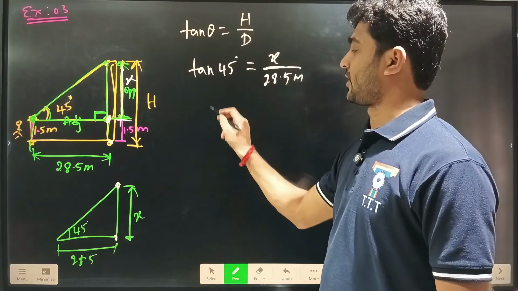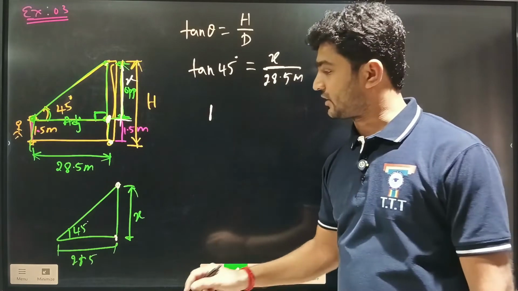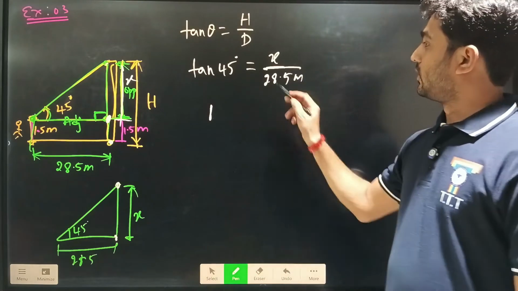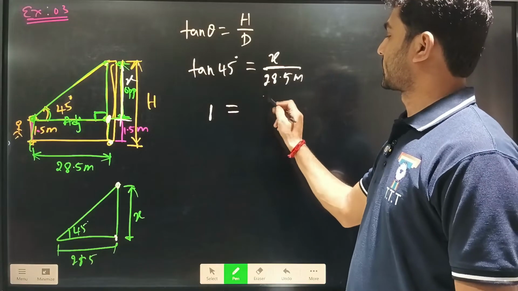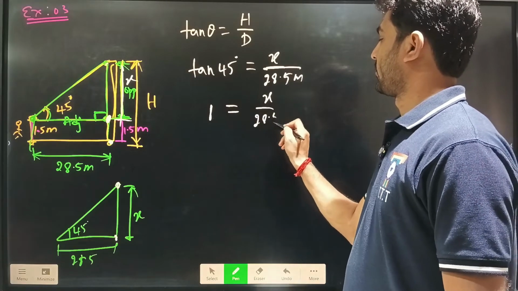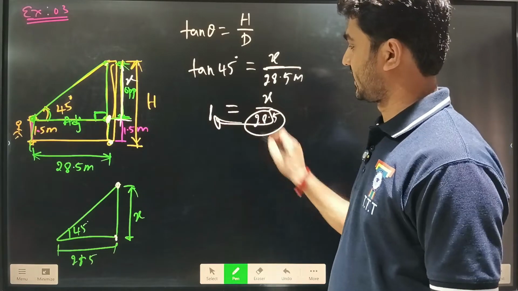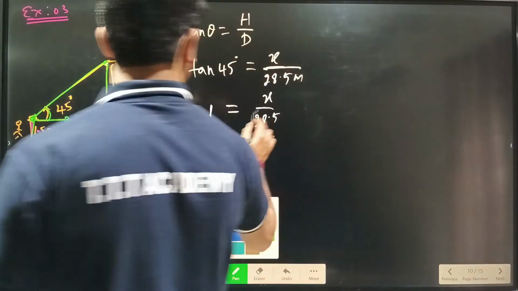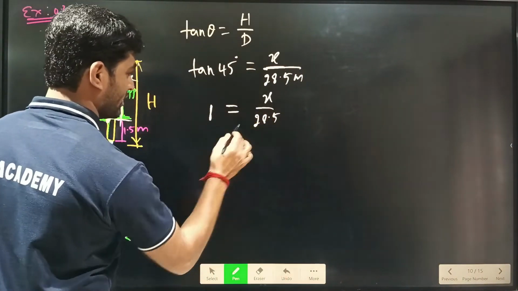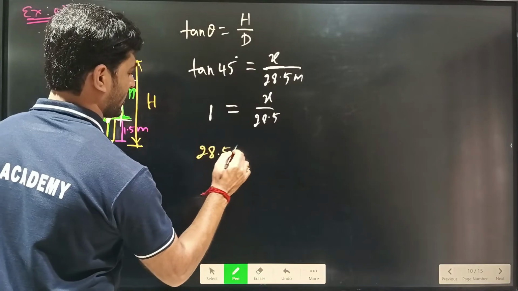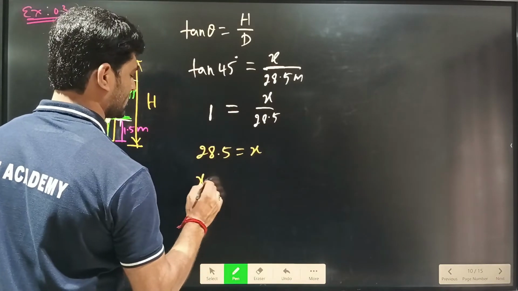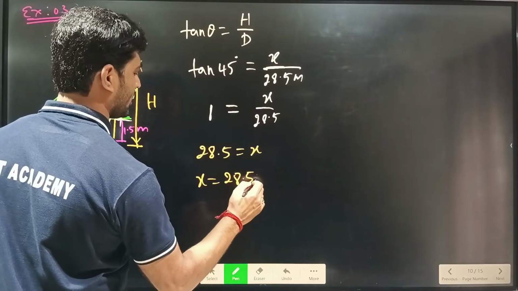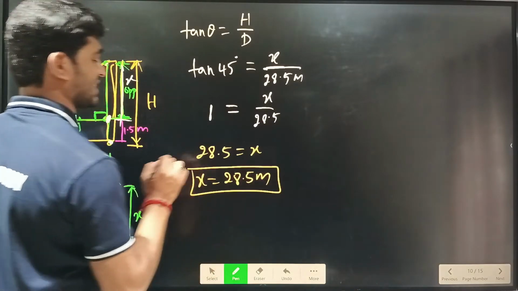What is tan 45? From the standard table, tan 45 is 1. Is equal to x divided by 28.5. If we take this 28.5 to this side, multiplying, that will be 1 into 28.5 is 28.5 is equal to x, or x equal to 28.5 meter. This is x exactly.